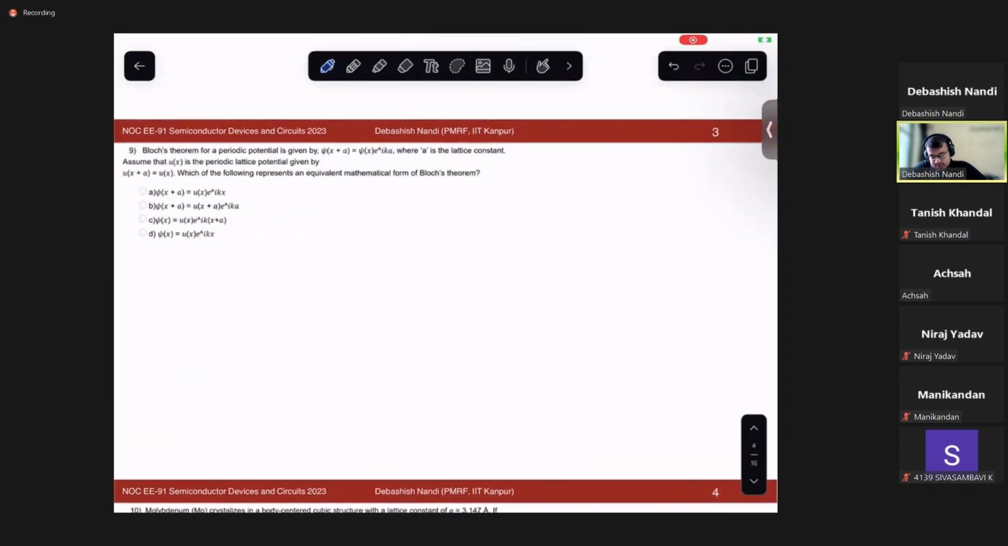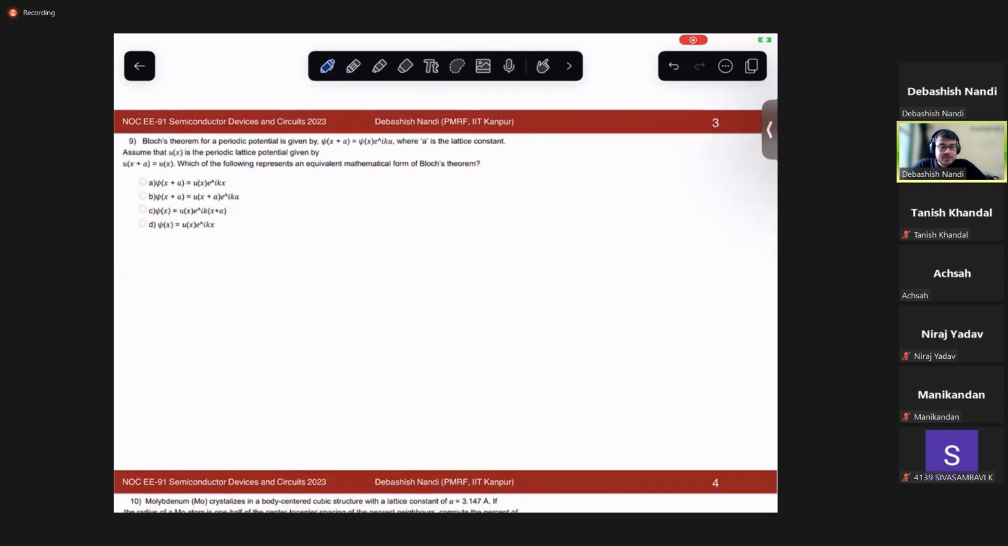So let's start with the first question. These are the first two questions, the leftovers of the last week. I could not complete the last two questions I planned to, so I am starting with those. It is mentioned that Bloch's theorem for a periodic potential is given by this quantity, where a is the lattice constant. Assume that U(x) is the periodic lattice potential given by this. Note the periodic terms and the equivalent formulation of the Bloch theorem.